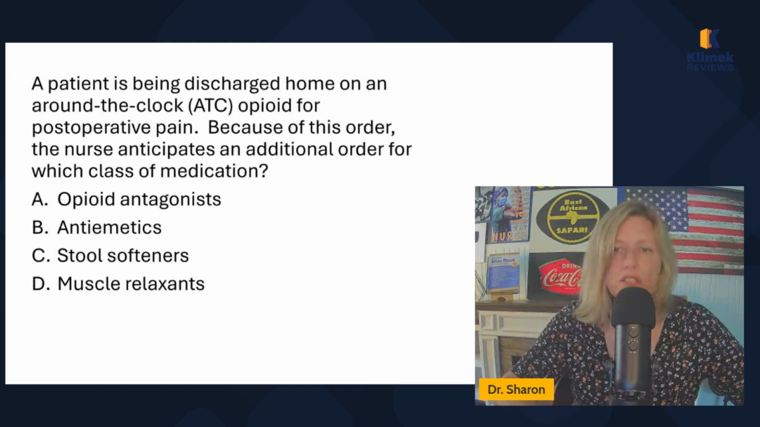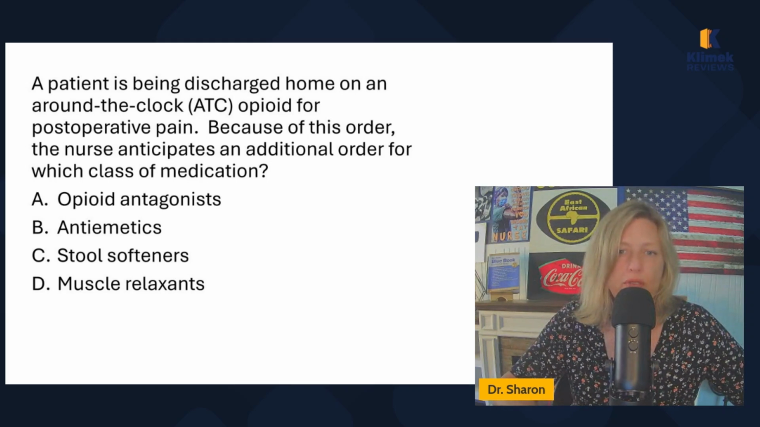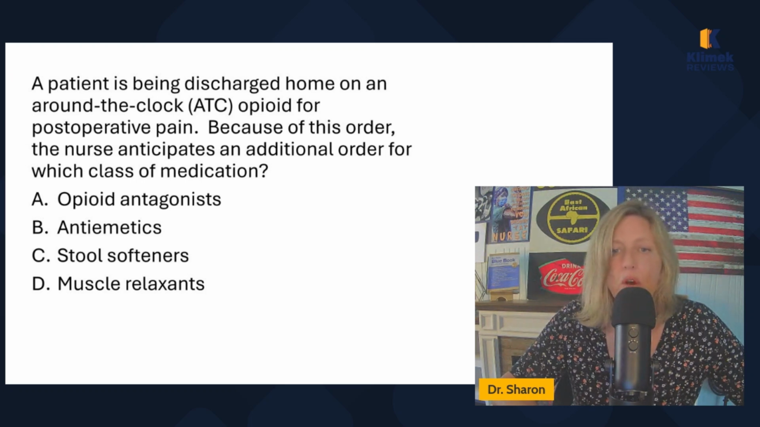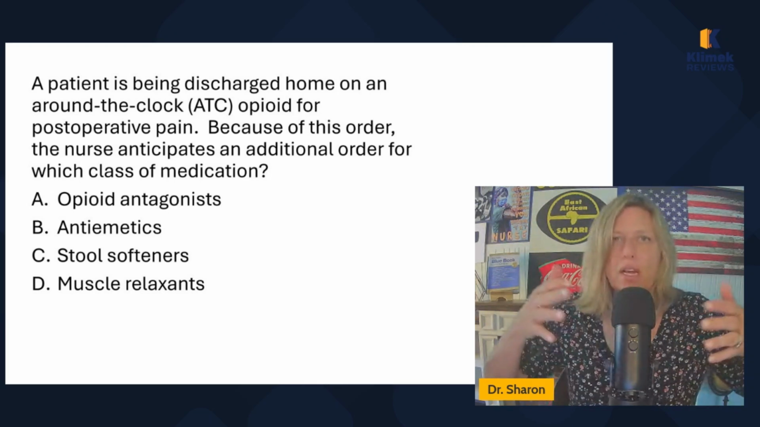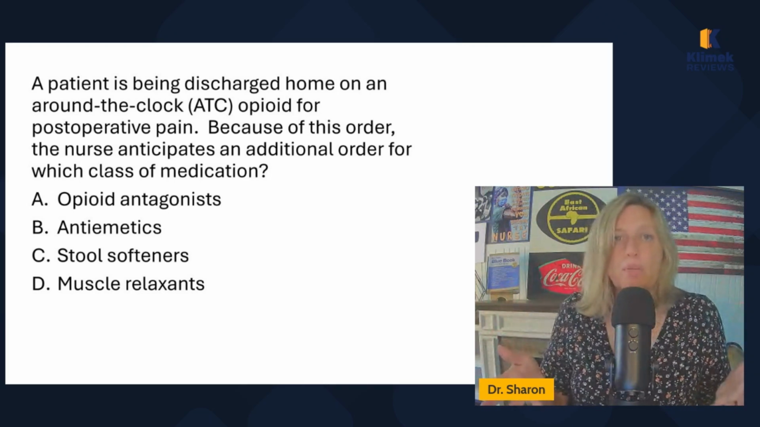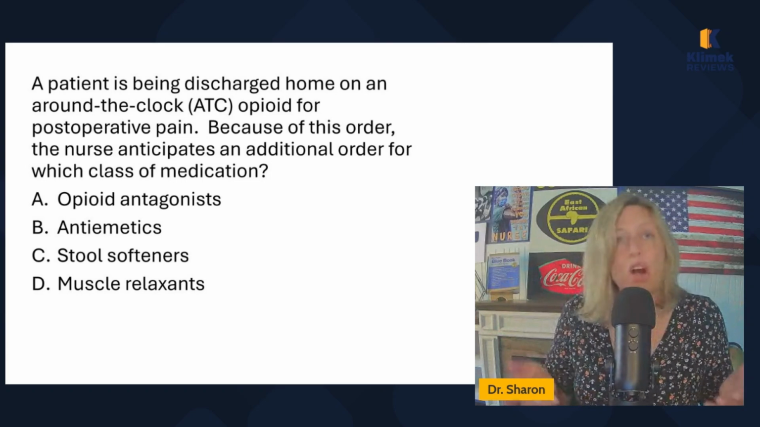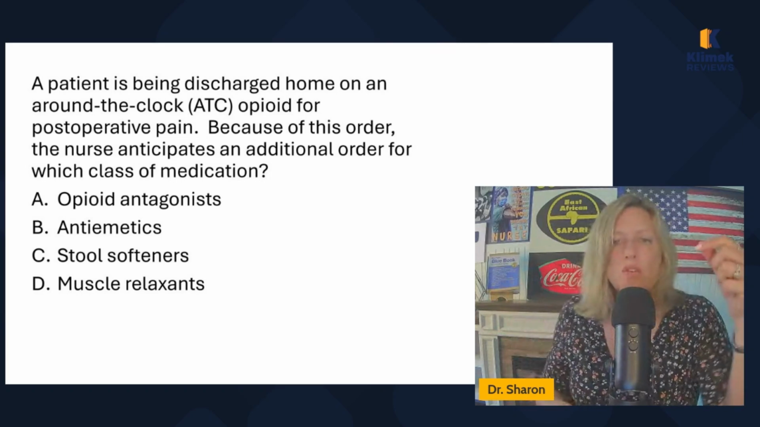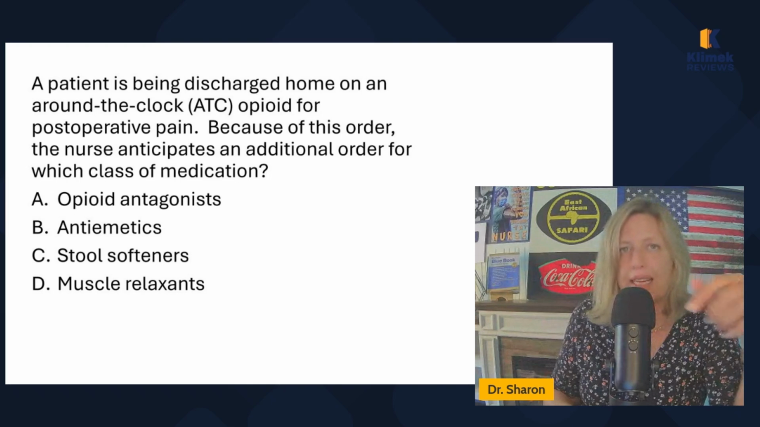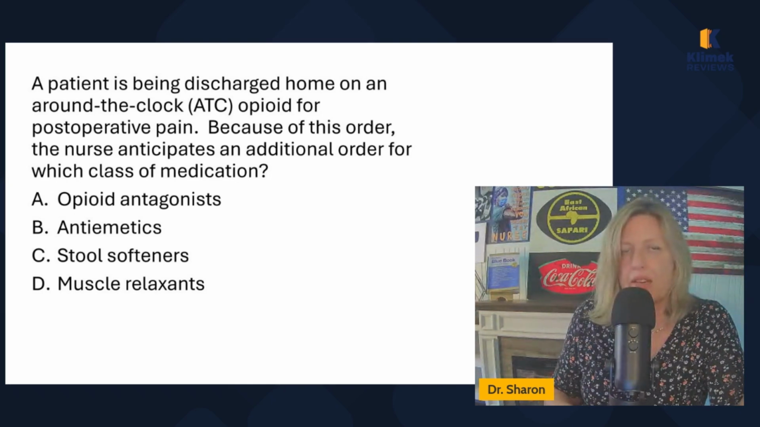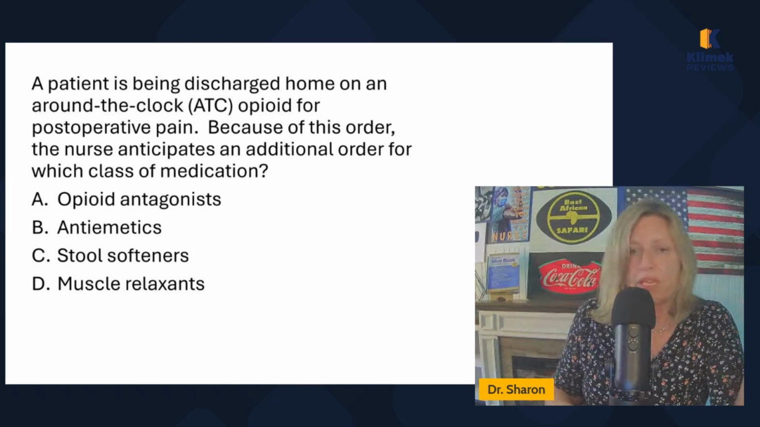A patient is being discharged home on an around the clock opioid for post-operative pain. Because of this order, the nurse anticipates an additional order for which class of medication: opioid antagonists, antiemetics, stool softeners, or muscle relaxants. So we usually expect a concurrent order for another med that deals with a side effect. Often that's what we expect. So we don't want to give an opioid antagonist because then it negates the effect of the opioid. They're on the opioid for a reason.